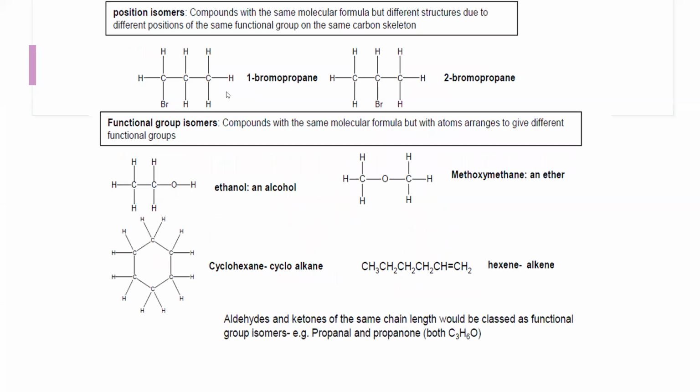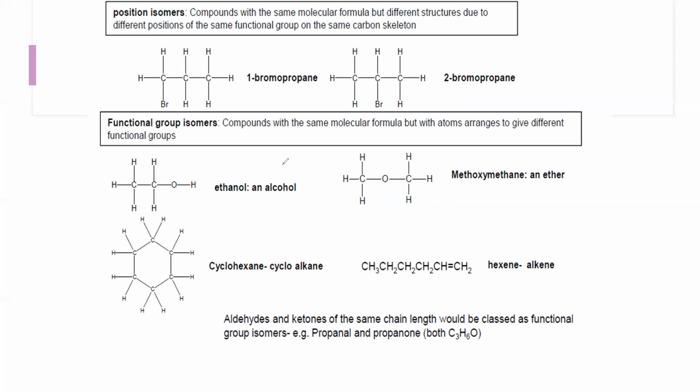Position isomerism means the position of the functional group is different. For example, bromine is attached to the first carbon, and bromine is attached to the second carbon. So with 2 different positions of the bromine, we call that position isomerism. But functional group isomerism means the two compounds have different functional groups, with the same molecular formula.